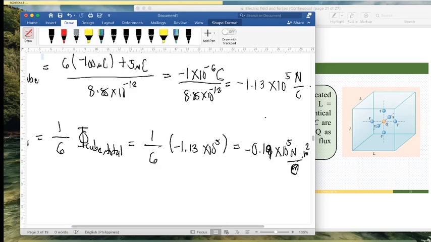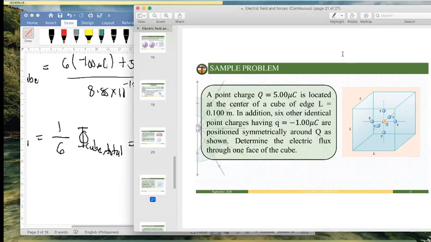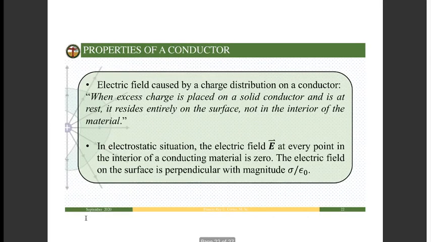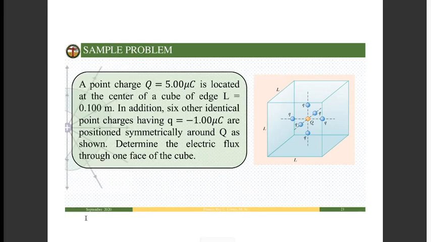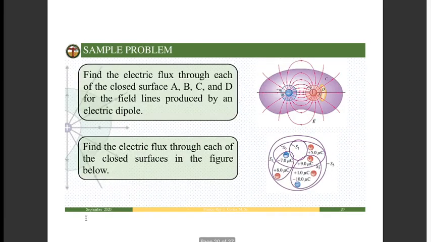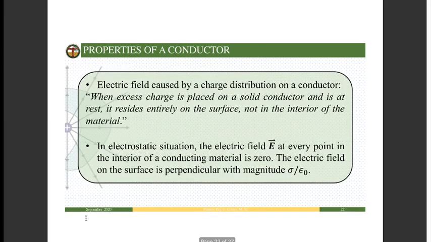Okay, so that's how you do it. Negative flux means inward, meaning pasulod ang iyahang electric field. Okay, inward flux. So yes, that's it. That's how you apply Gauss's law using the total amount of enclosed charge on any shape or any size of the Gaussian surface, as long as it is a closed surface.